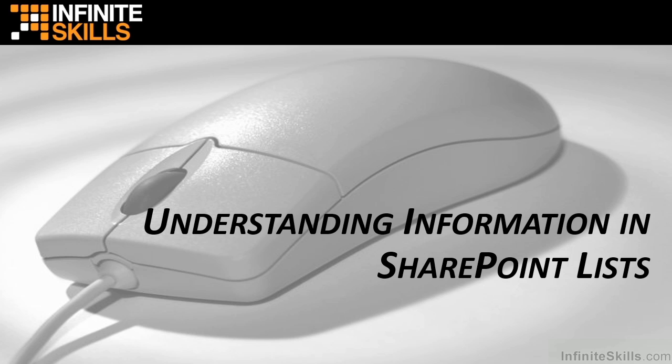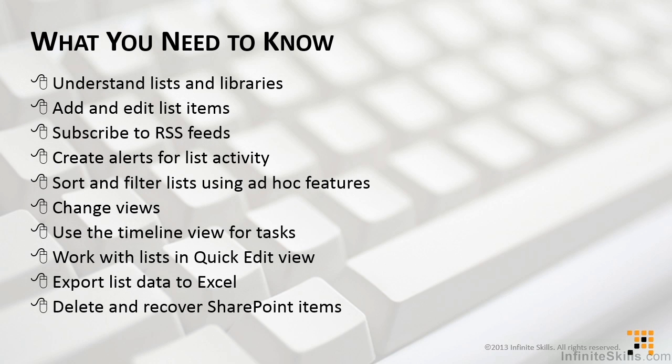Since at its core, SharePoint is about information, then it's kind of important to know about lists and libraries. Understanding lists and libraries will help you work more smoothly through all of the many features that SharePoint offers. In order to do so, you of course need to understand what lists and libraries are, the similarities and the differences. You need to know how to add and edit list items, how to subscribe to RSS feeds, and create alerts for list activity. Being able to sort and filter lists using ad hoc features is also useful in making the information itself more useful to you.